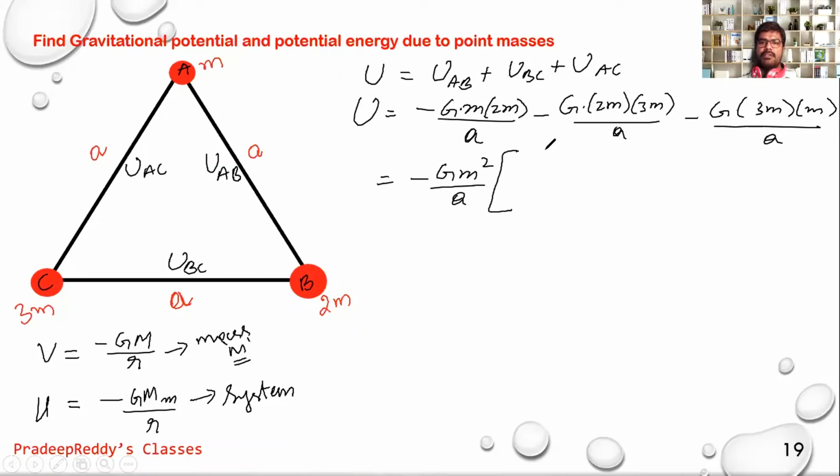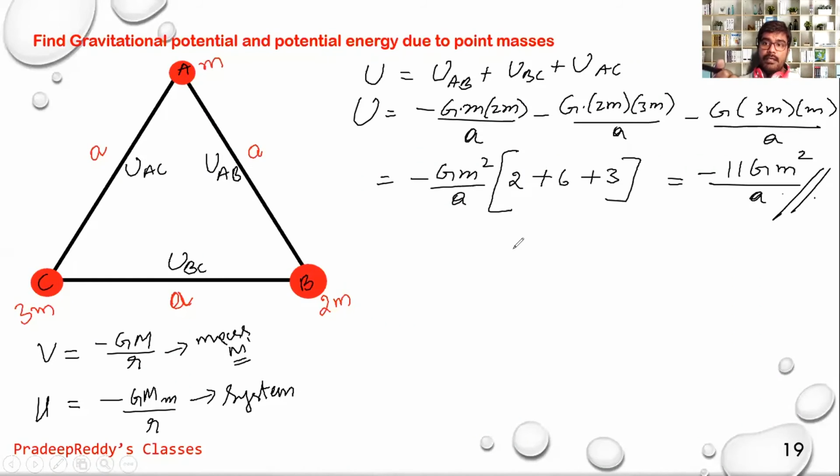I can take it out because it is in all the terms. So remember, in the numerator 2 is left over, and this is plus 3 times 2, which is 6, and next it is plus 3. This is equal to minus 6 plus 3, 9, 10, 11, so 11 G M square divided by A. This is the equation for gravitational potential energy, and in the numerator both masses are involved. Remember that. That is gravitational potential energy. It is related with force.